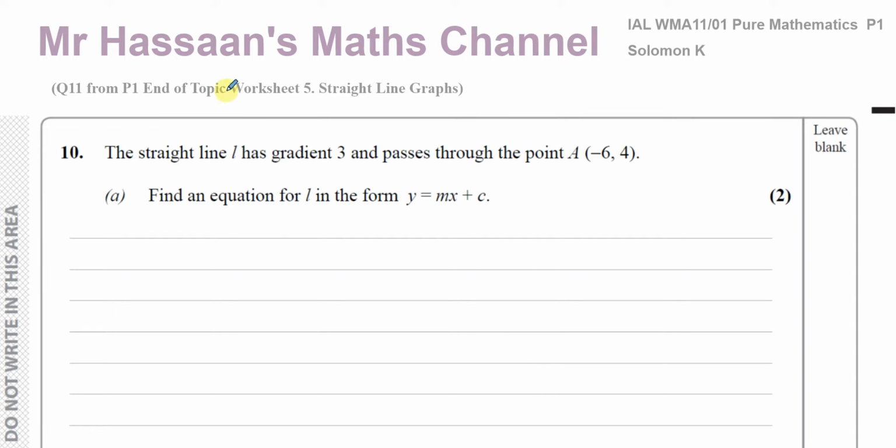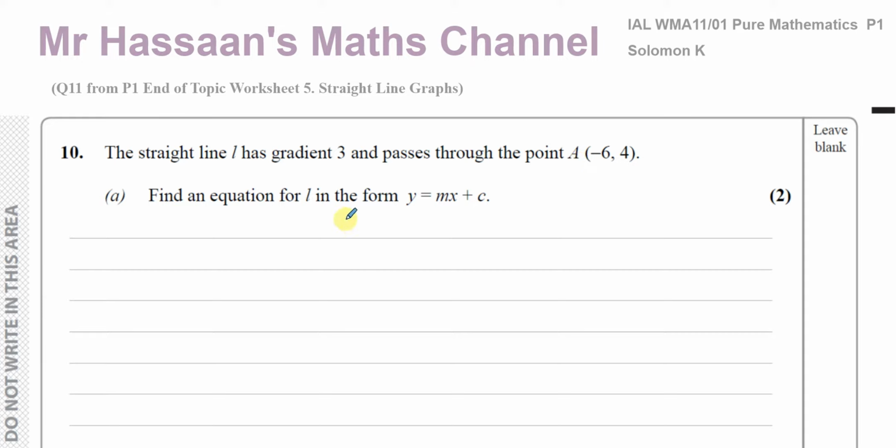I'm now answering a question from one of my end-of-topic worksheets from chapter 5 of P1, straight line graphs. This is question number 11 from my worksheet, and question number 10 from the Solomon K C1 collection, from the P1 Edexcel collection of Solomon papers. This question is about a straight line L, which has a gradient of 3 and passes through the point -6, 4, point A.